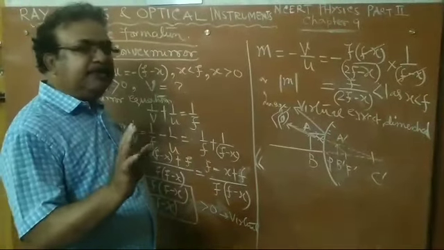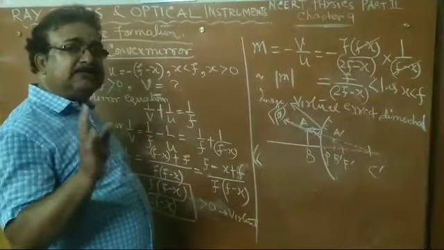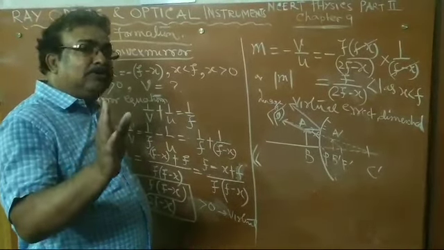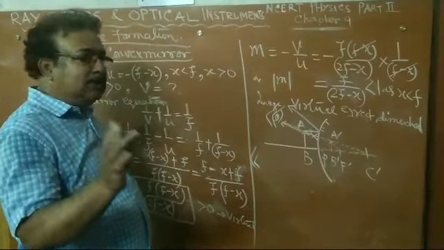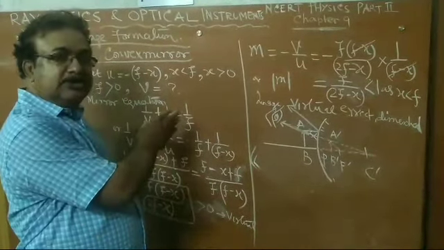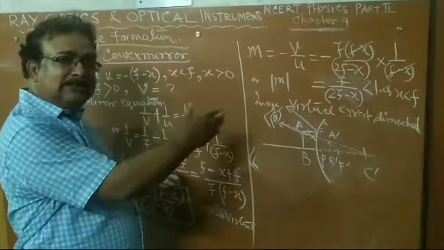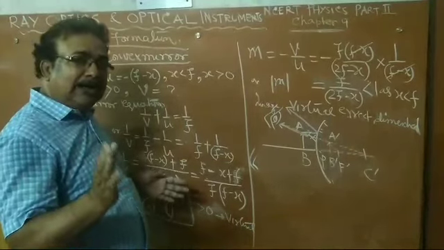Now the remaining five cases for concave mirror and five cases for convex mirror is the home task. You will try at home. First, you will find out the nature of the image using mirror equation and verify it by the ray diagram. If both tally, then your analysis is correct.